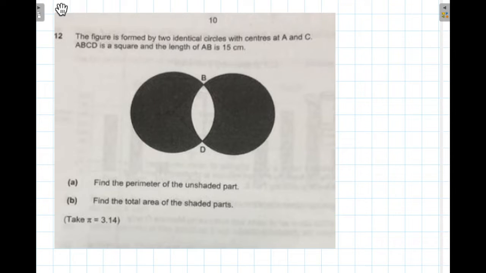Let's do this question. It says the figure below is formed by two identical circles, one circle, two circles, with the centers at A and C. I believe A is here and C is here. So A is here and C is here.